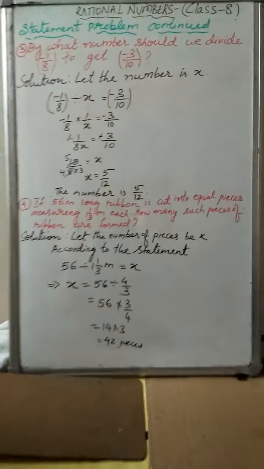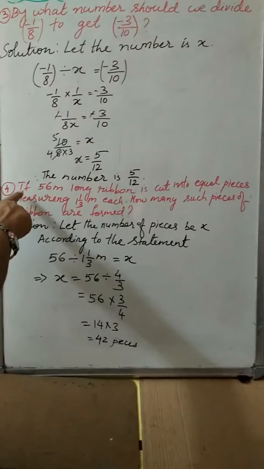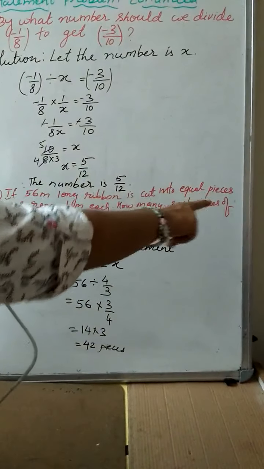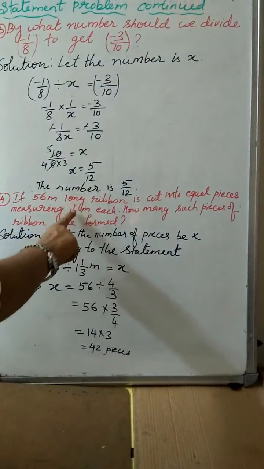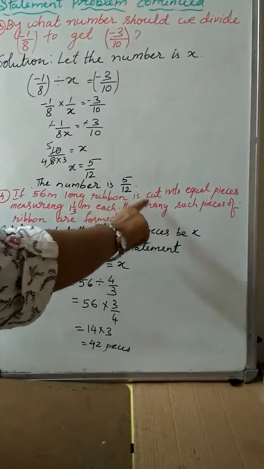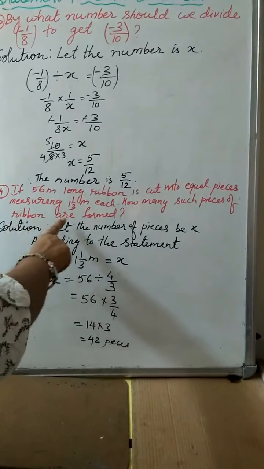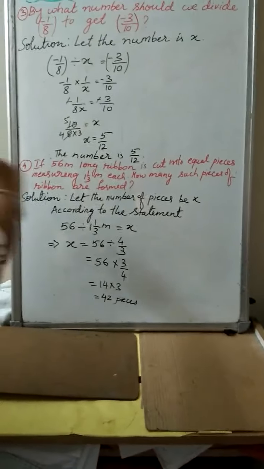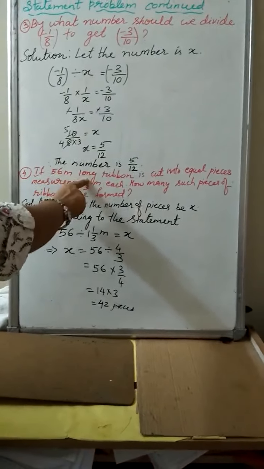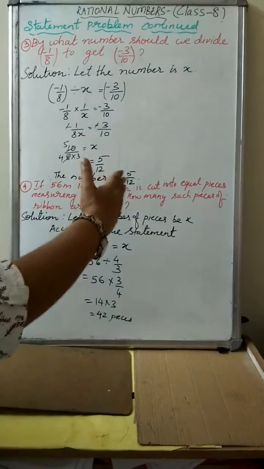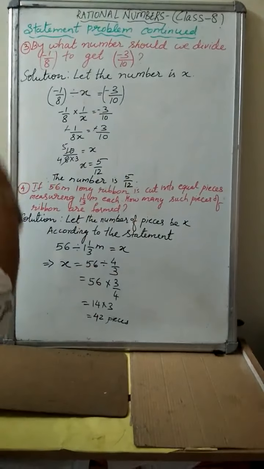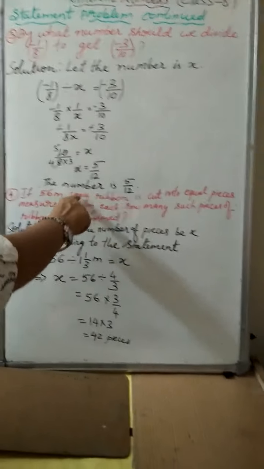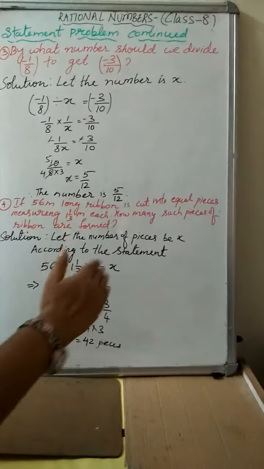Next question of division, that is, if 56 meter long ribbon is cut into equal pieces measuring 1 by 3 meter each, how many such pieces of ribbon are formed? Now in the question only it is given there is a long ribbon, 56-meter long ribbon, which you have to cut into equal pieces. That means you are going to divide that 56-meter long ribbon into equal parts.